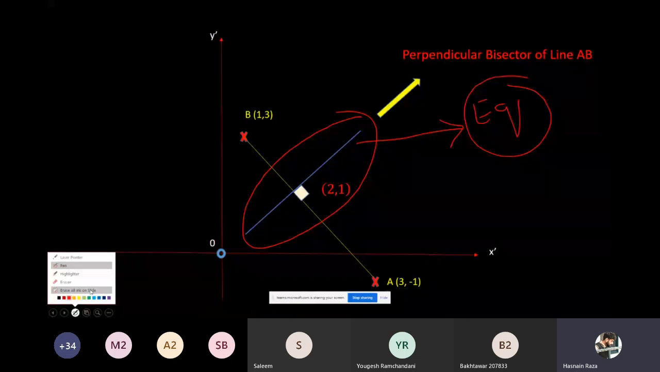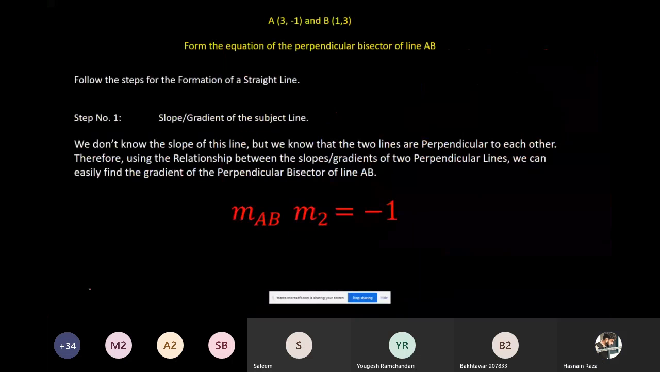So we will have to follow the three steps. What we'll have to do, we'll have to follow the three steps. So very first step is saying that we have to find the slope or the gradient of the line. I am using the laser point. We don't know the slope of this line. Do we know? No, we don't know. But we know that the two lines are perpendicular to each other. This is very much important.